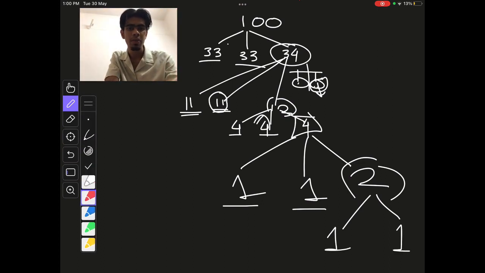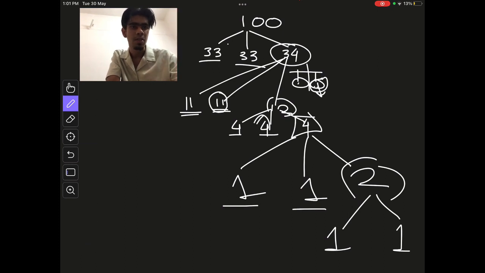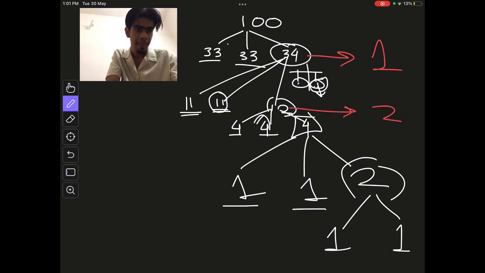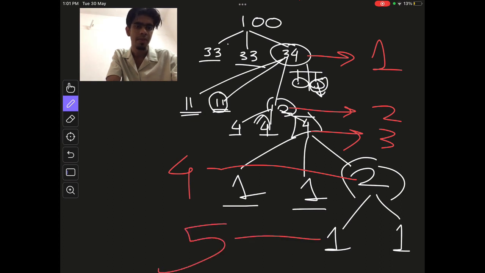So let's actually look at how many times we had to weigh over here, right? When I first weighed, I got 34. Second time when I weighed, I got 12. Third time when I weighed, it was with this 4. Fourth time I weighed, it was over here, and the fifth and the final one was over here.